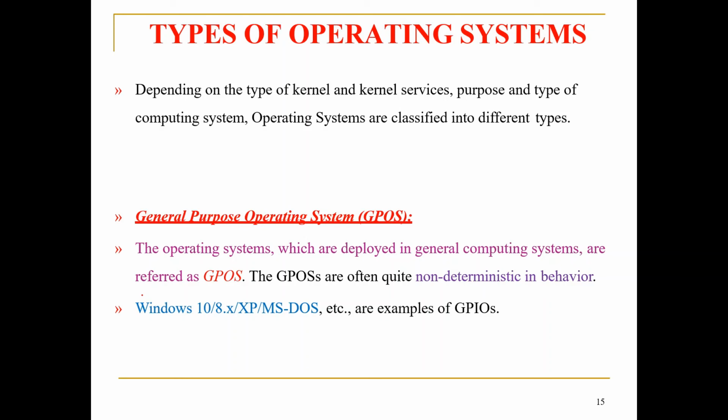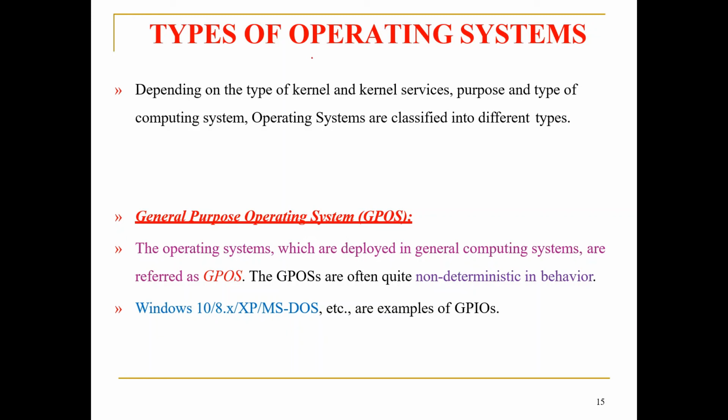So depending on the types of the kernels and the kernel services, purpose and the types of the computing system, operating systems are classified into various different kinds. The very first one is called general purpose operating system. General purpose operating system is the operating system what you normally have in your laptops or in your mobile phones.